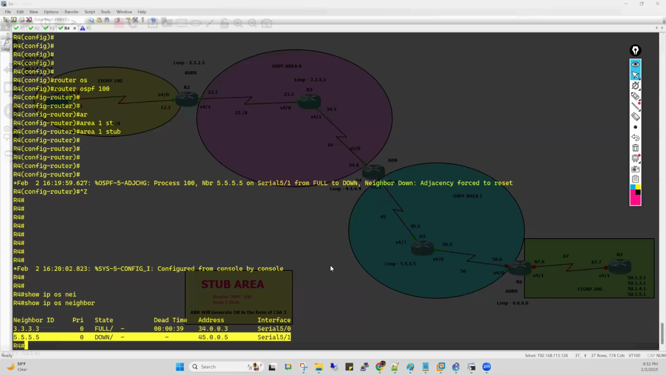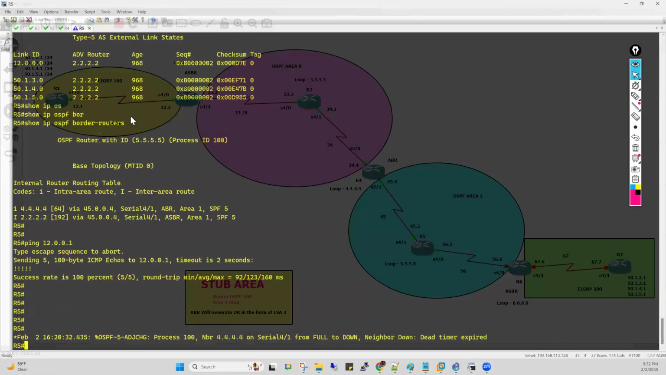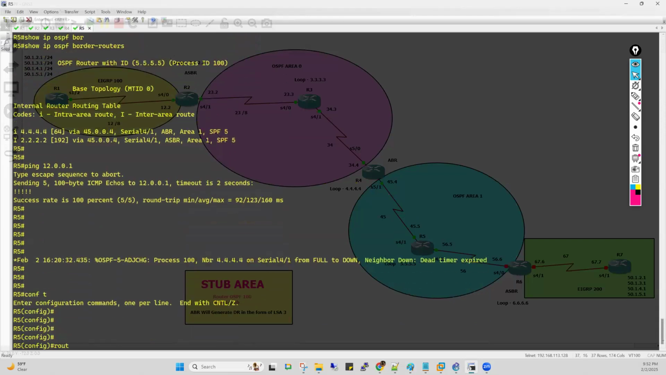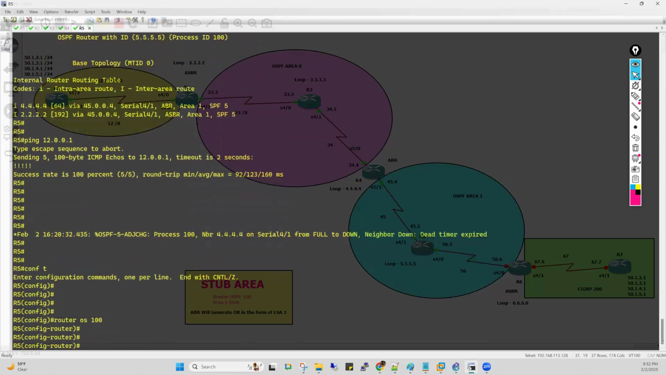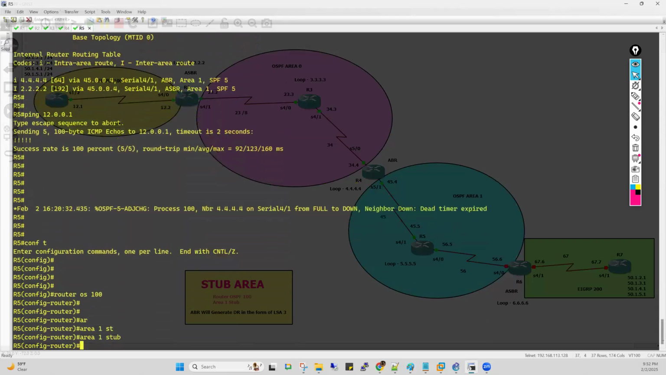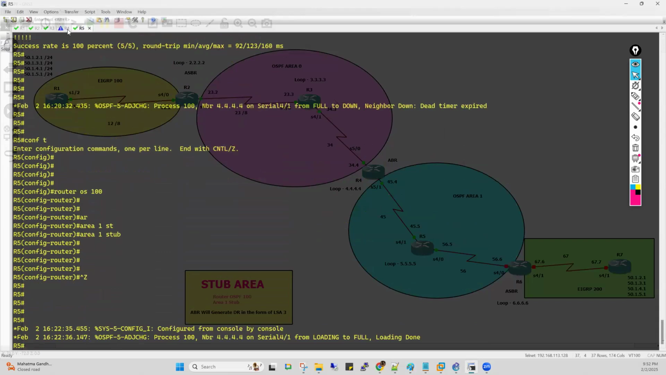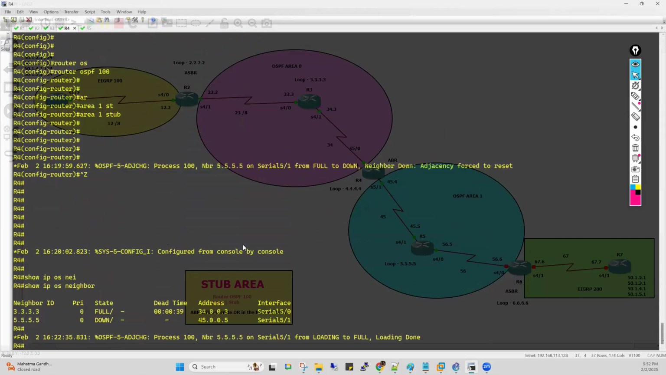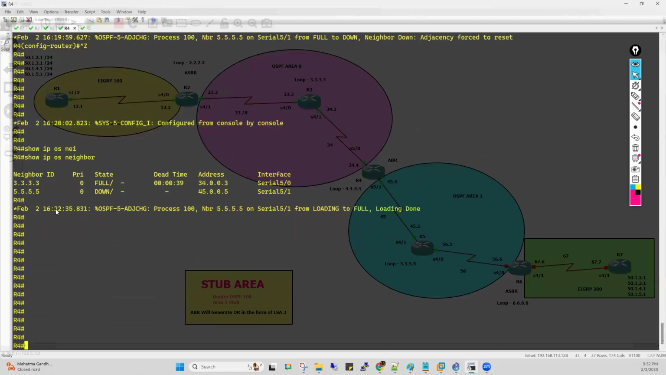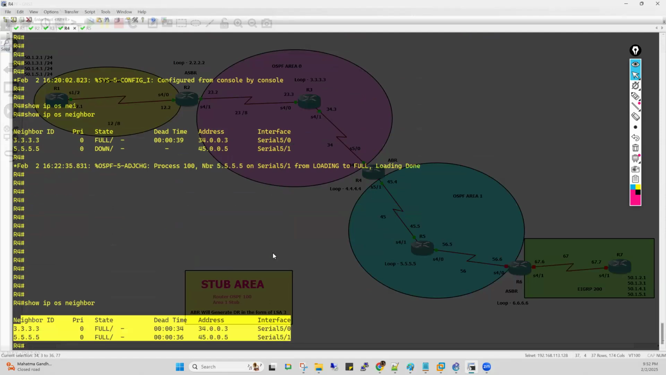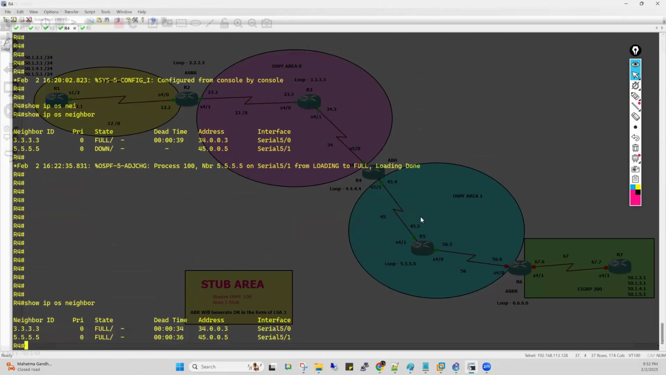So what is the solution? We need to configure R5 also as a stub area. Yes, on R5 you need to configure the stub area. So go on R5, router OSPF 100, area 1 stub. Now see, you will get the message, your neighborship will come up. See, the neighborship is up. Fine. So guys, here I configured the stub area.